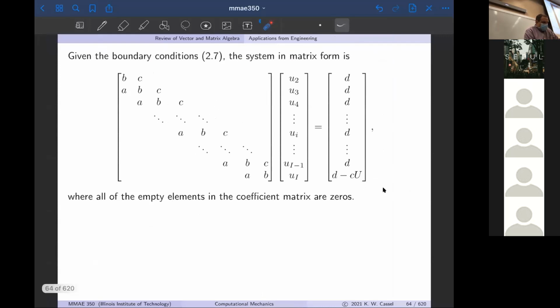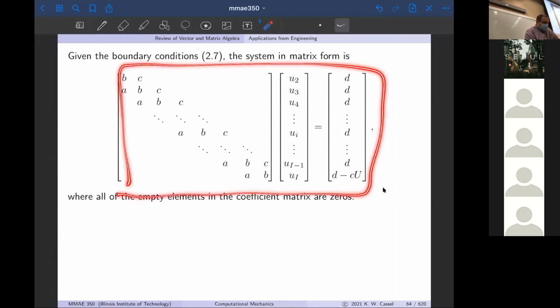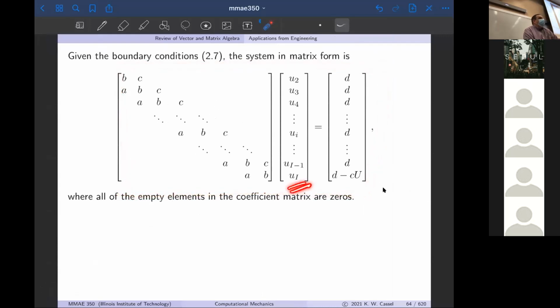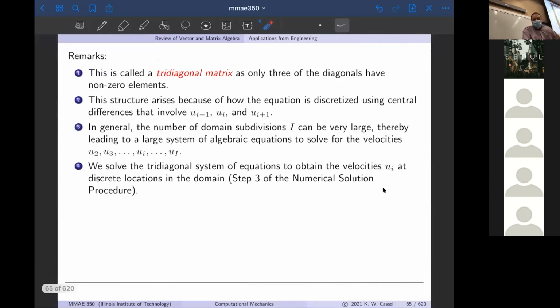So I get a big system of equations to now solve. Capital I, remember, that's the number of points. That determines the number of unknowns. So if I have 10 points, I now have 10 equations for 10 unknowns. If I have 100 points, I have 100 equations for 100 unknowns that I now need to solve. Okay, so we're basically done. We're out of time, but let me just finish this up.